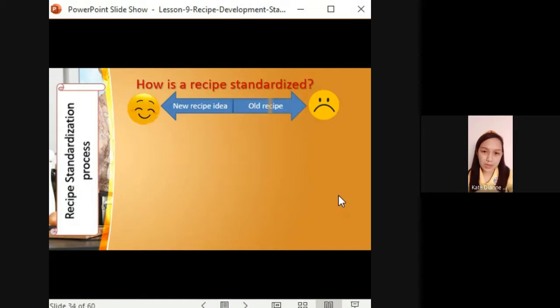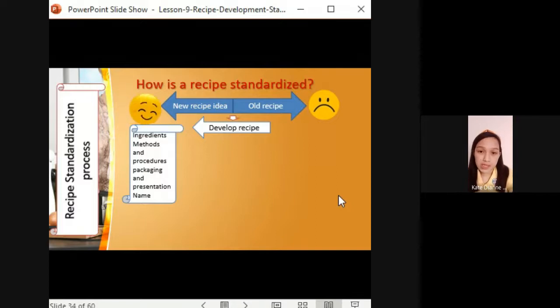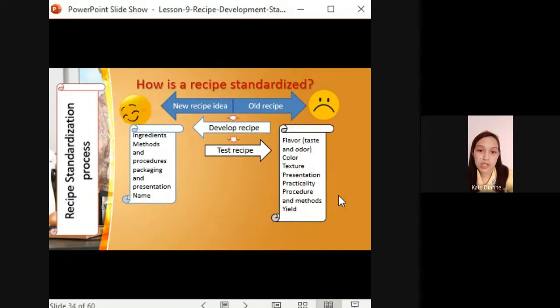So this is how the recipe is standardized. List down this procedure. The first is develop recipe. So in developing recipe, you have first to list down or develop the ingredients needed, the methods or procedures on how to make it, also the packaging, the presentation, and the name.